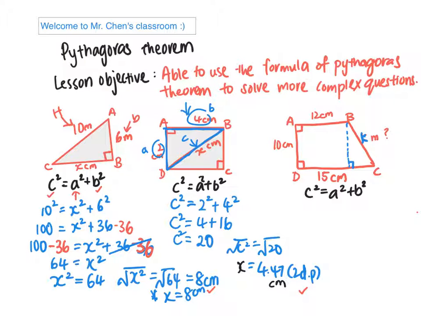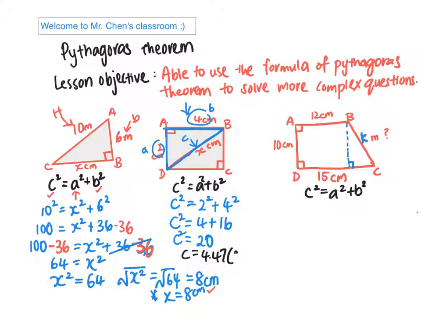Okay, and off to the last one. And erase that. You can go back to the videos and look at it. Because we don't have enough space, c here is 4.47, 2 decimal places. So last one, let's go. Last one, go to screen. So the last one is a bit more tricky.